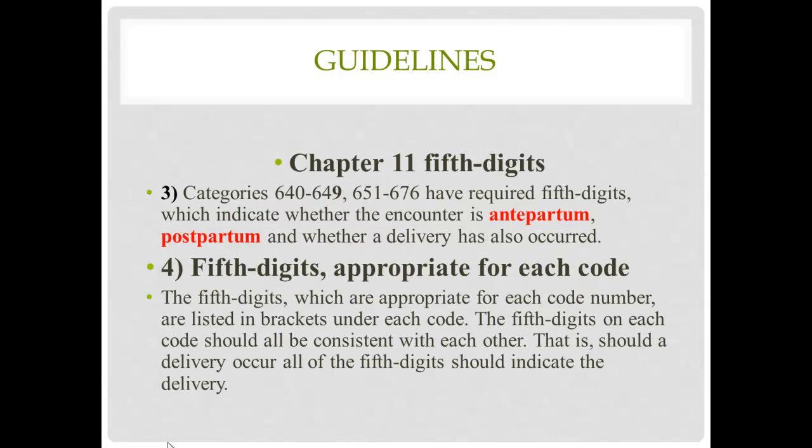There are other categories that require fifth digits. These fifth digits will indicate whether the encounter is antepartum or postpartum. Antepartum means that this happened prior to delivery, while postpartum indicates that the delivery has occurred. Your categories that require fifth digits would be 640 through 649 and 651 through 676.